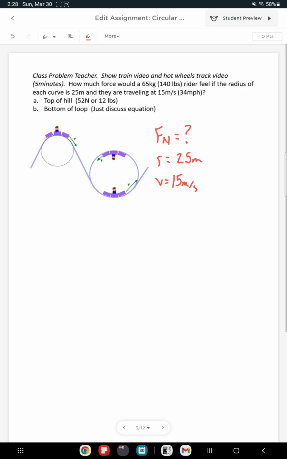So at the top of that, we have different locations. I'm going to do the top of the hill with you. I'm going to calculate that one completely, and then, like it says, just discuss the equation for the bottom of the loop, and I will leave the top of the loop for you to do on another slide. But how much force would the rider feel at the top of the hill?